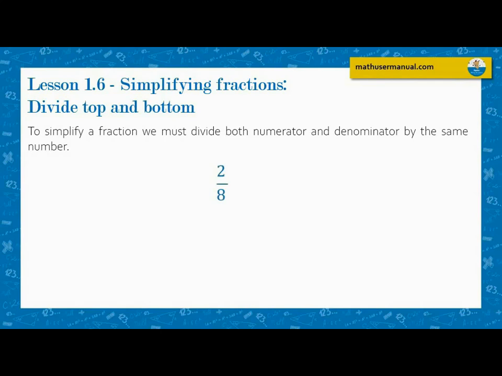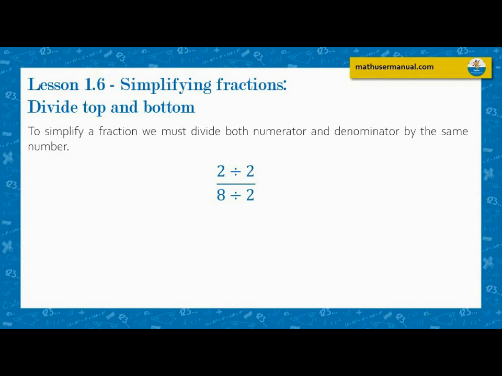We have 2 over 8. How do we simplify 2 over 8? We divide both numerator and denominator by the same number. We're dividing, in this case, both of them by 2. But it always has to be the same number. We cannot divide the numerator by 2 and the denominator by 5. No, it has to be numerator by 2, denominator by 2. Numerator by 3, denominator by 3. So it's always the same number. By 4 and by 4, 6 and 6, and so on.